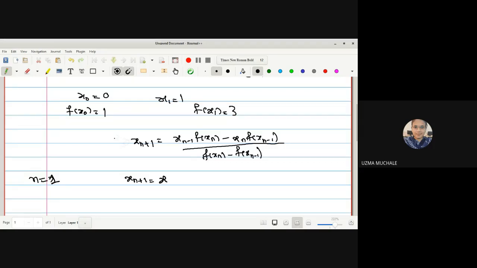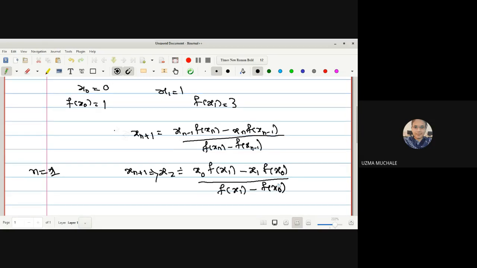For n equal to 1, x2 is equal to x(n-1), that is 1 minus 1, which is 0, f(x(n)) means f(x1), minus x1 f(x0), divided by f(x1) minus f(x0). Now let us put in all these values.